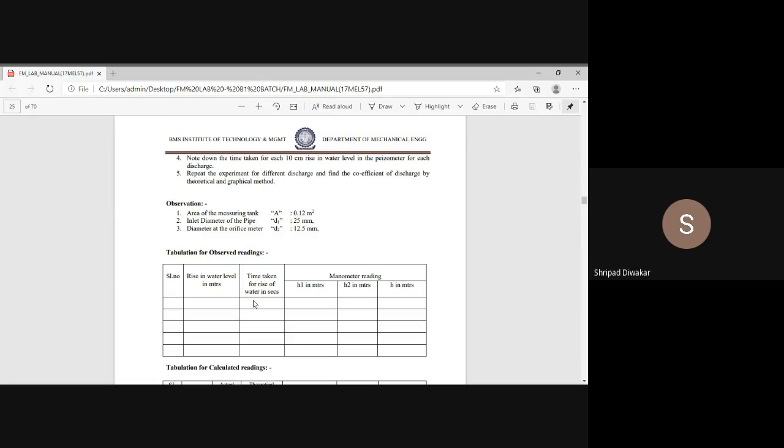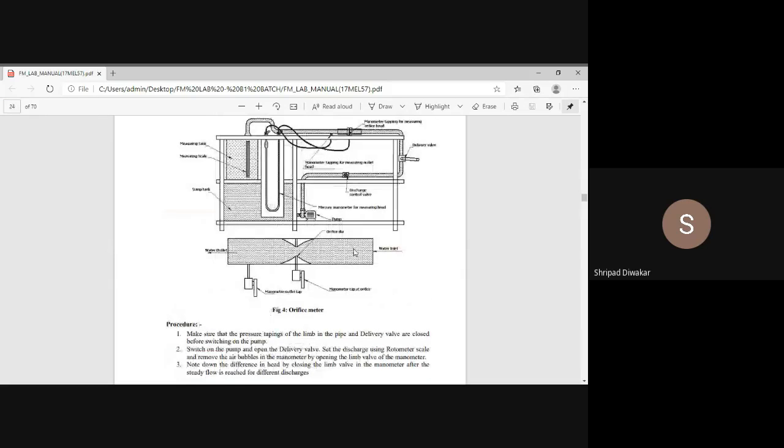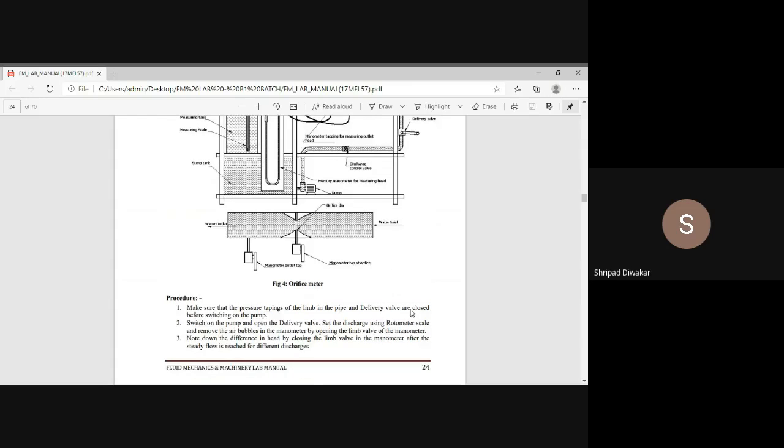You have to use the stopwatch to take how much time it takes for the rise of 10 centimeter. Remember, always we are going to take 10 centimeter of water level. Next, manometer reading. You see the manometer here. A manometer is a device used to measure the pressure difference between two points. You already studied this pressure measuring instrument in the previous semester, in fluid mechanics.